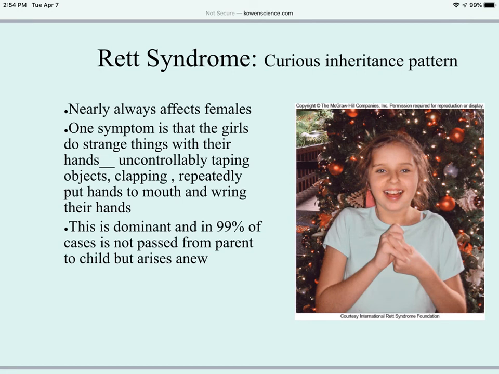Now, a condition that nearly always affects females only is called Rett syndrome. The symptoms of this condition are that the girls do strange things with their hands. They may have an uncontrollable tapping of objects. They may be clapping their hands or putting their hands in their mouth. Or if you look at the picture of the girl over here, they may wring their hands a great deal. It is dominant, and in 99% of the cases, it is not passed from parent to child, but arises brand new in that child.